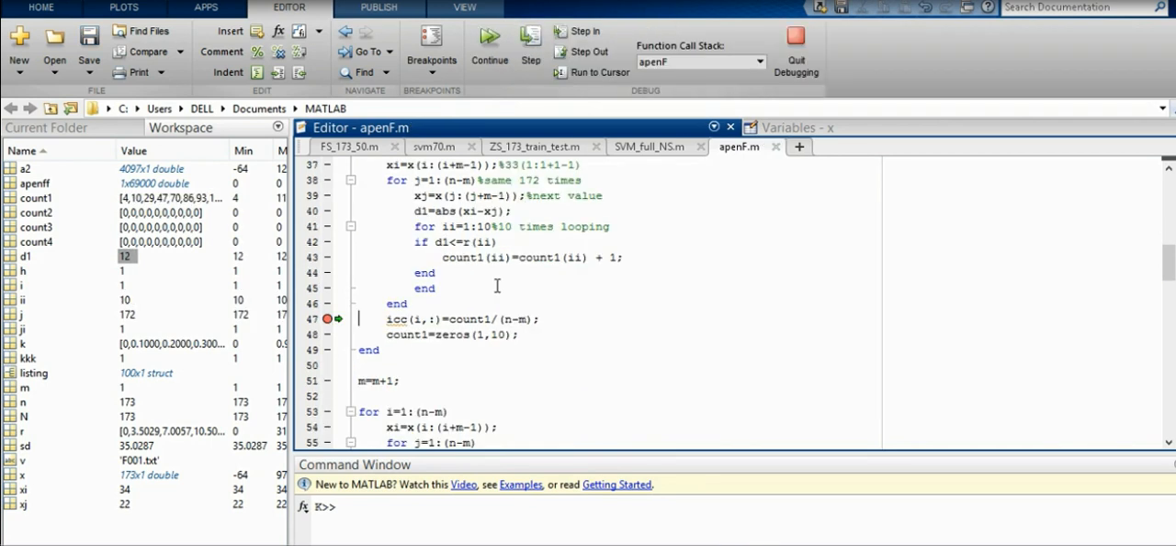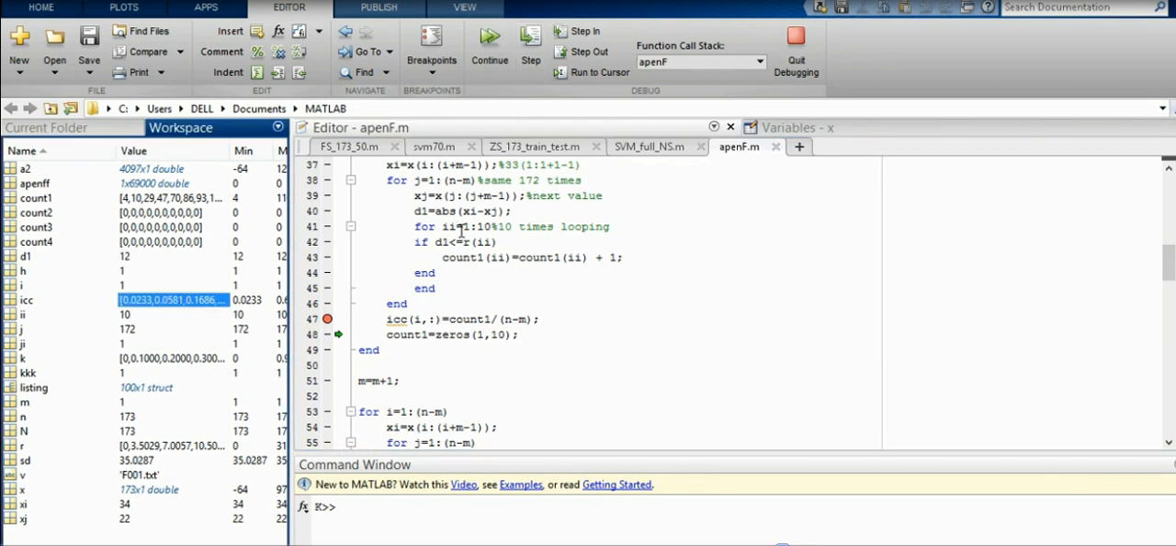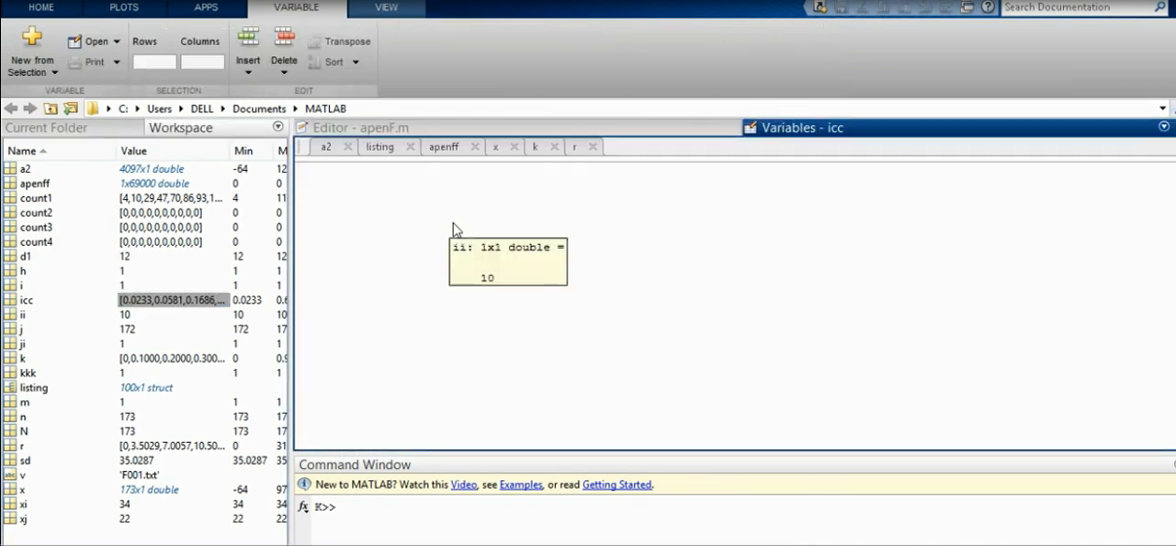This looping continues 172 times, because one frame contains 172 values, right? So the first value is compared with the other 172 values. One by one the counter is increased, and all the values are stored in the ICC. So we can get the ICC value, which is 10.